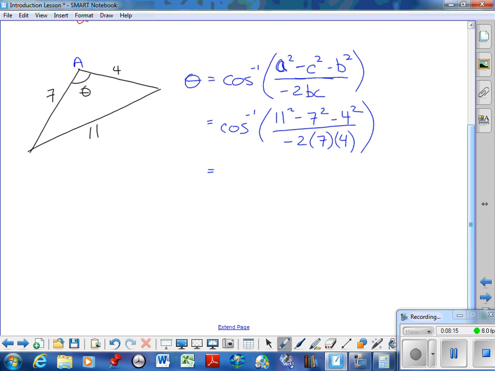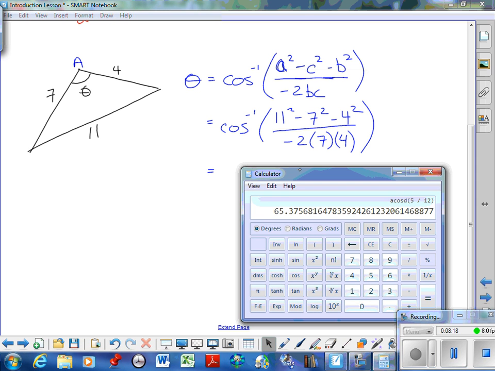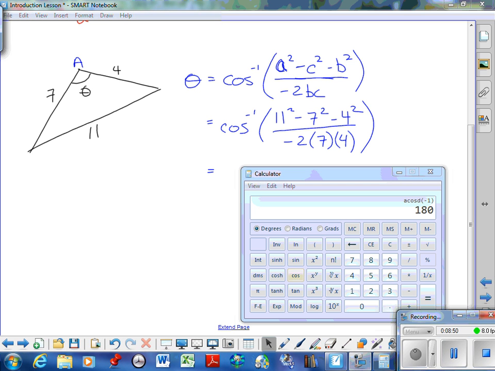So using my calculator to determine that, I'll have 121 minus 49 minus 16 equals, divided by, in brackets, negative 2 times 7 times 4, closing brackets, equals 1, and cos inverse, so inverse cos, and I have 0 degrees. So I end up having a closed triangle. Well, that wasn't the smartest thing I've done today, that's for sure.